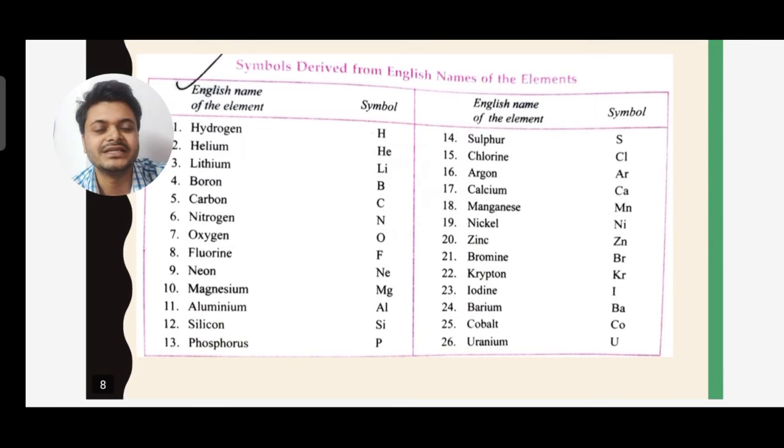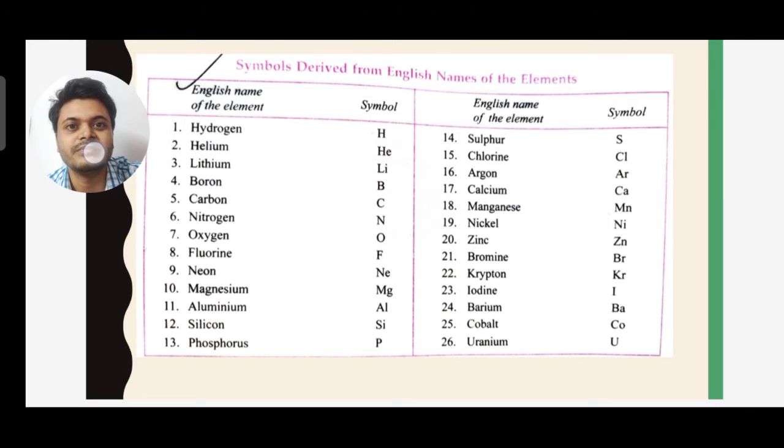Here at a glance I've given a chart, where you can see symbols derived from the English names of elements. You have to write this down in your chemistry copy and memorize it. I'll ask. Hydrogen symbol is H, helium is He, lithium is Li, boron is B, carbon is C, nitrogen is N, oxygen is O, fluorine is F, neon is Ne.